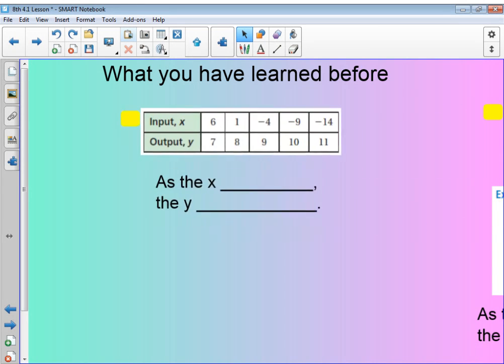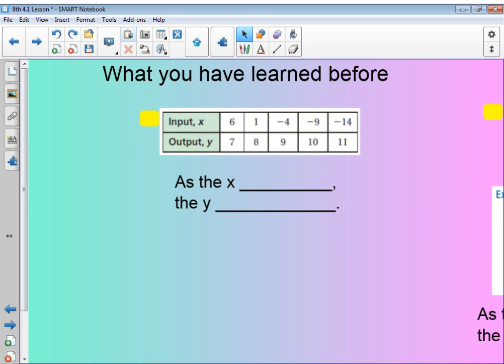Okay, let's take a look at this one. This is just another way in which they can show input-output. Instead of being vertical, we have a horizontal table. These are all of our inputs. Let's see what's happening between each of these. As the X, or the input, goes down, to get from 6 to 1, maybe we're subtracting 5. Does that pattern match for the next step? To get from 1 to negative 4, yes, we're subtracting 5. On each of these, we're subtracting 5.